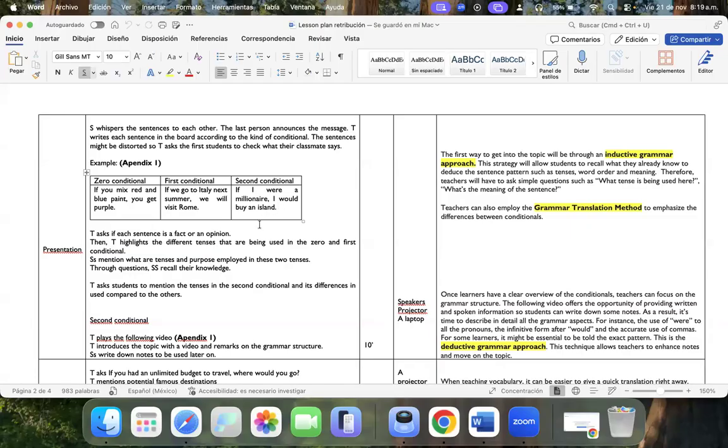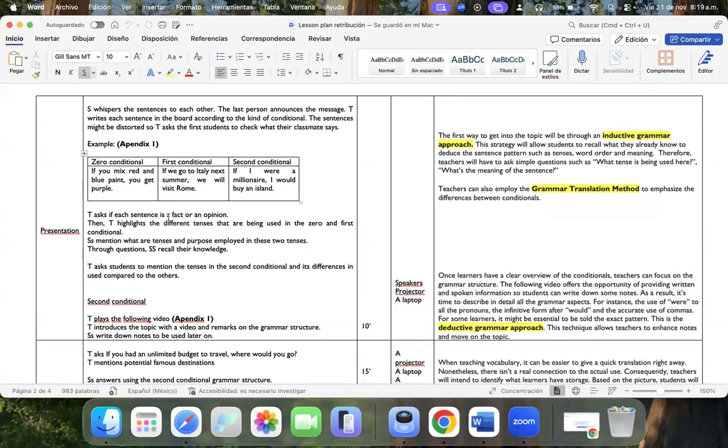So it will be great. And then you can also ask them if they believe this is a fact or an opinion. Remember that the zero conditional is used for facts.